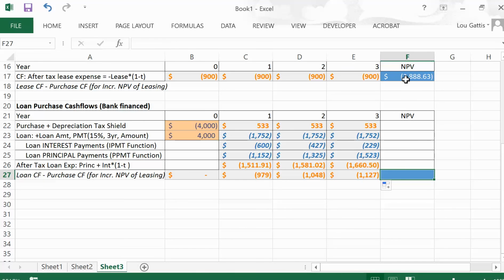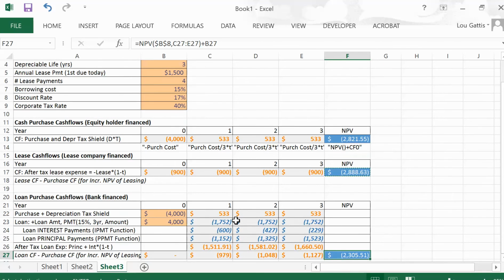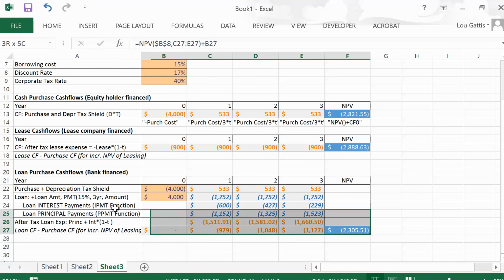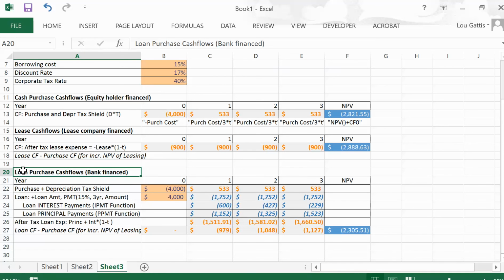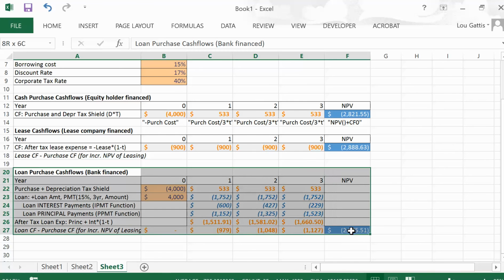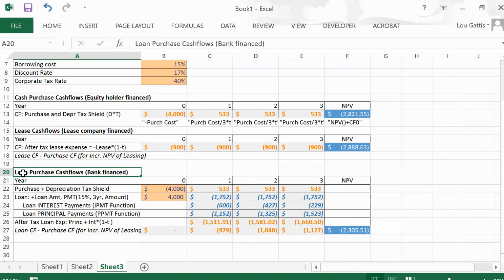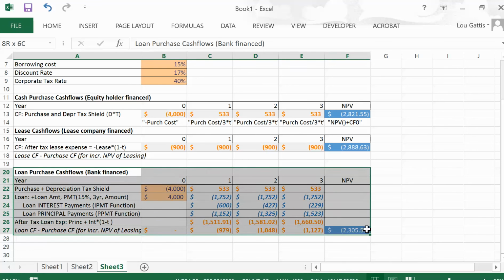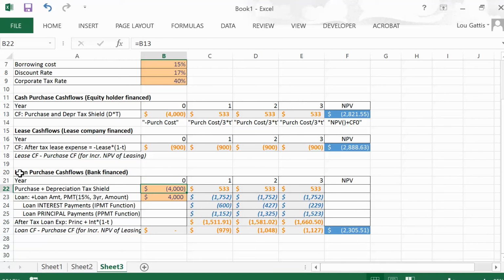I can then calculate the NPV, and it's 2305, and what you see is this is the best option for buying this equipment. I'm going to use equity financing. In other words, don't do a lease. I'm actually going to buy the asset, but I'm going to use a loan to secure the funds.